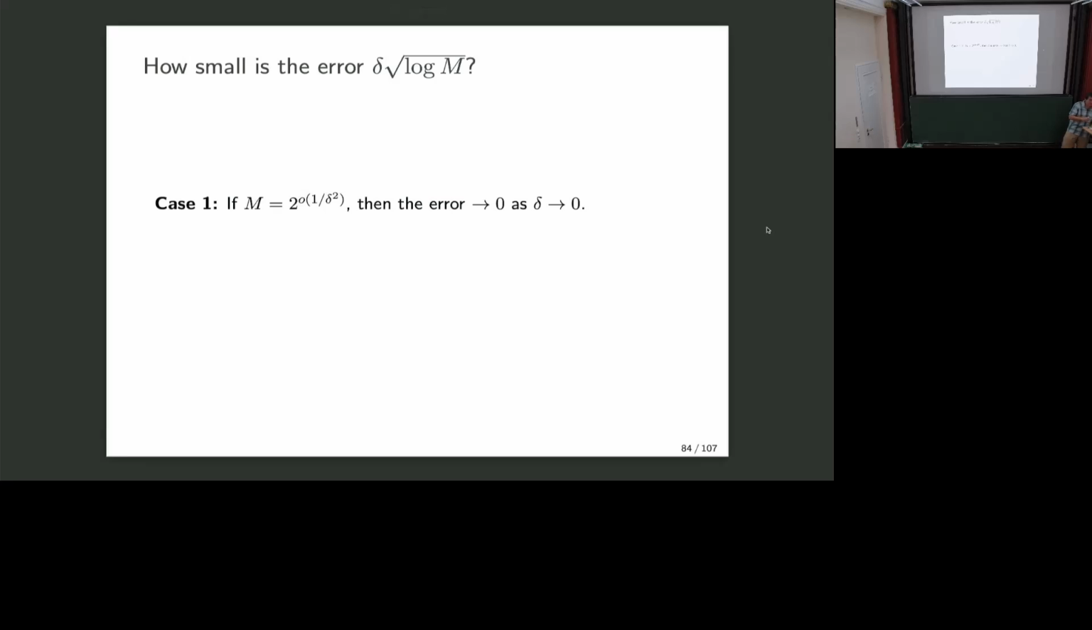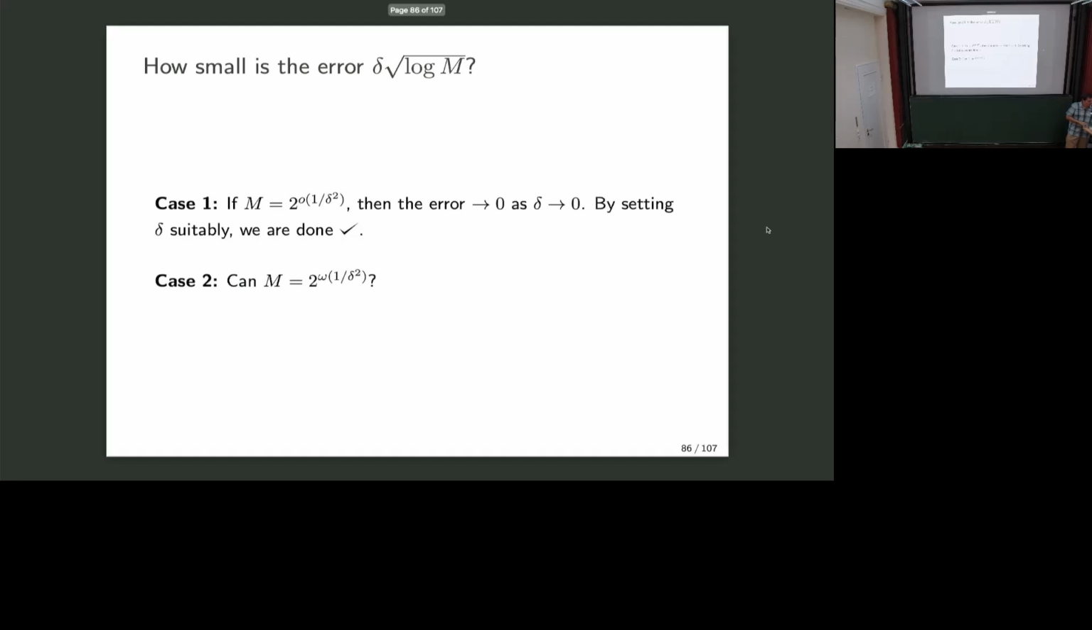So what is this error? How big is this error? Well, obviously it depends on the relationship between m and delta. If m is not too big compared to delta, if it's less than sort of 2 to the 1 over delta squared, then by making delta smaller and smaller, I make the error go down to 0. I want to achieve epsilon error in the end. I choose a suitable delta so that it would work out and I would be done. This would be great. This is an easy case.